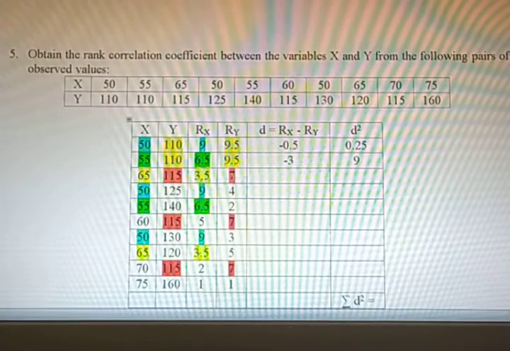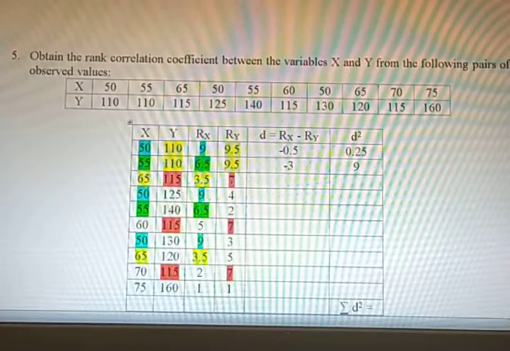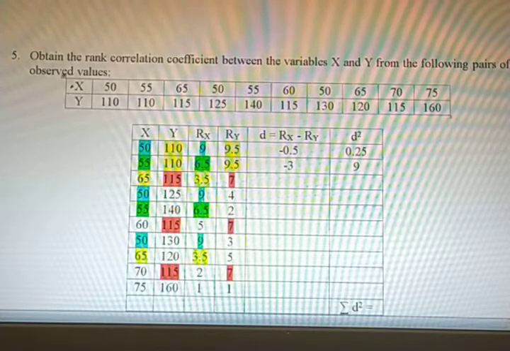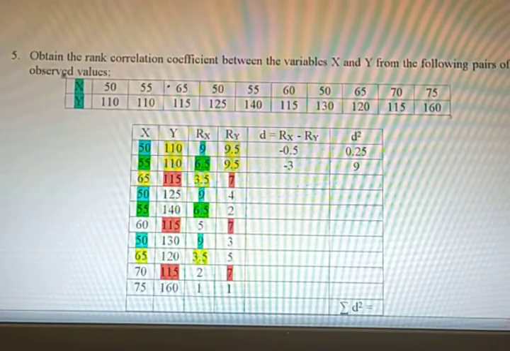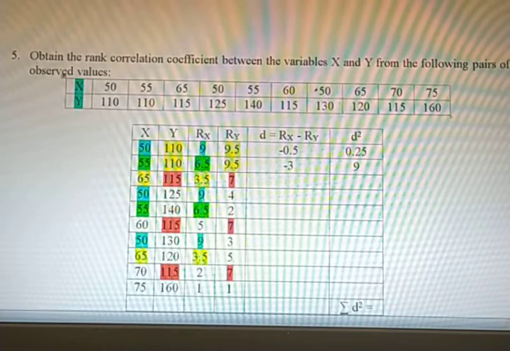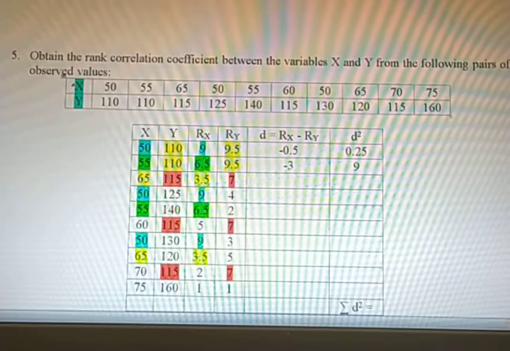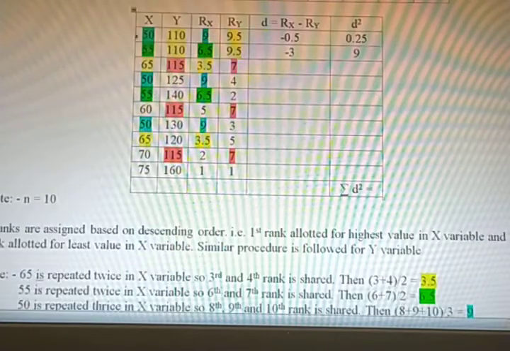The fifth and final question of section C: obtain the rank correlation coefficient between variable x and y from the following observed values. The question given here has x variables and y variables, with the numbers 1, 2, 3, 4, 5, 6, 7, 8, 9, 10. So it means n equals 10. Ten x variables and ten y variables are given, and we need to find the rank correlation coefficient between the x and y variables. The same is rewritten here.